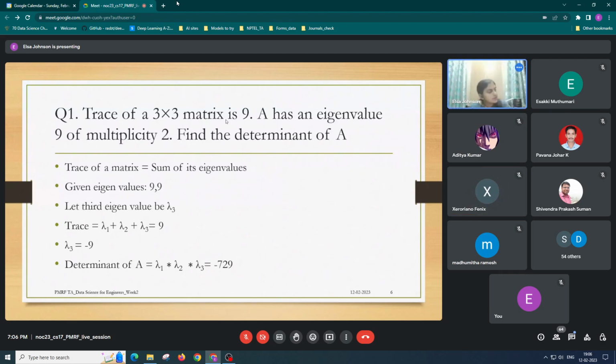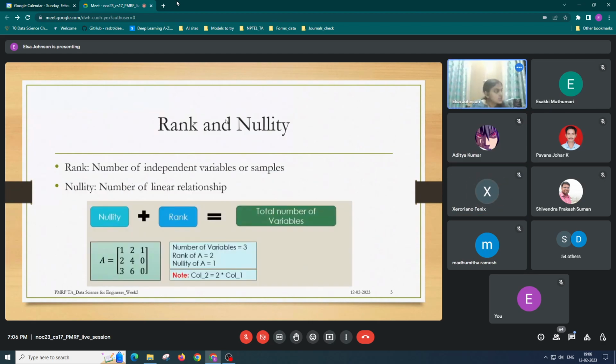Sorry, what is nullity? I didn't get you. You're not audible. Can you type in the chat window?